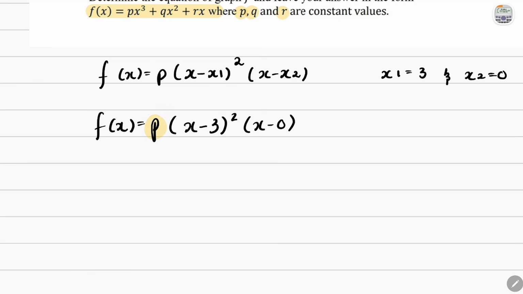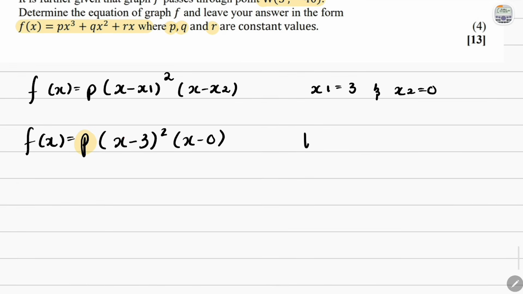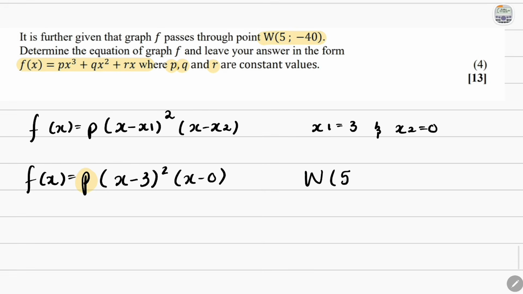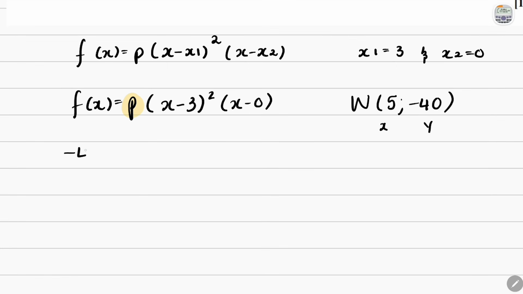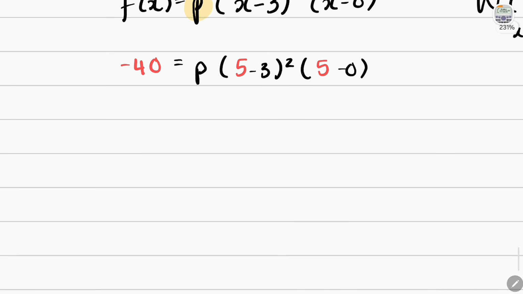So all we have to do is substitute one point on this graph that will help us to find p. And they gave us a point, W. So we'll say W is (5, negative 40). Okay, so we're going to say negative 40 in place of y is equal to p multiplied by, and then in place of x, we're substituting 5. So that's (5 minus 3) squared, and then (5 minus 0). Okay, let's simplify and solve for p.